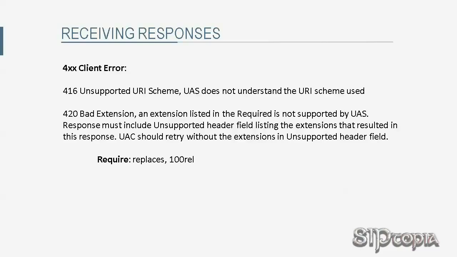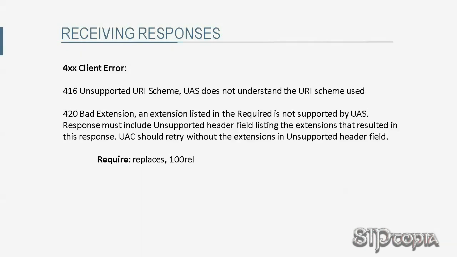416 Unsupported URI Scheme indicates that the user agent server does not understand the URI scheme used. As an example, if Jane's SIP phone does not support secure SIP, and yet Tarzan uses SIPS as a part of Jane's URI, Jane's phone could respond with 416 Unsupported URI Scheme. In this case, Tarzan's phone should retry the call with SIP instead of SIPS.